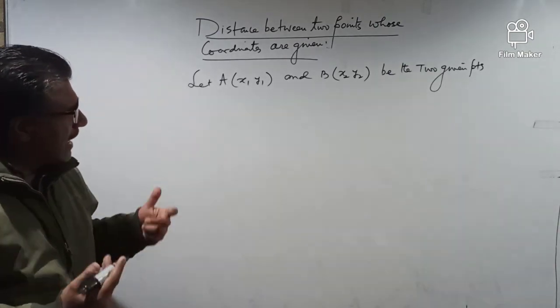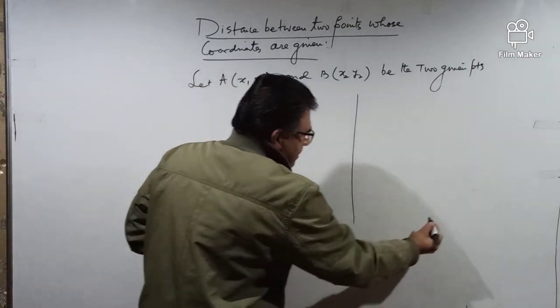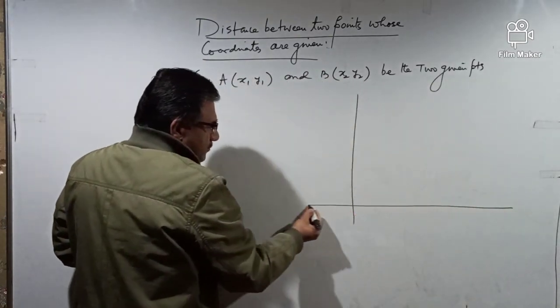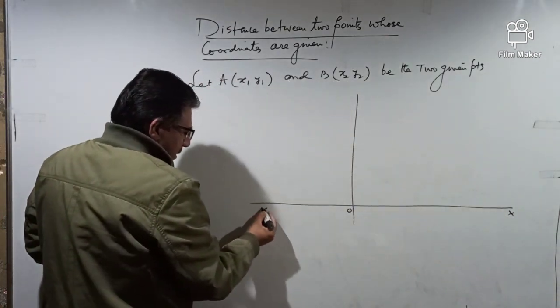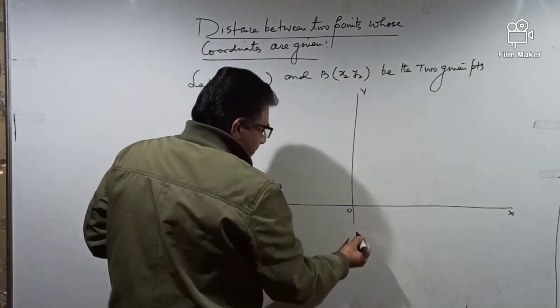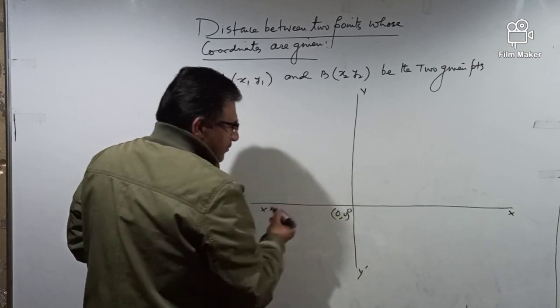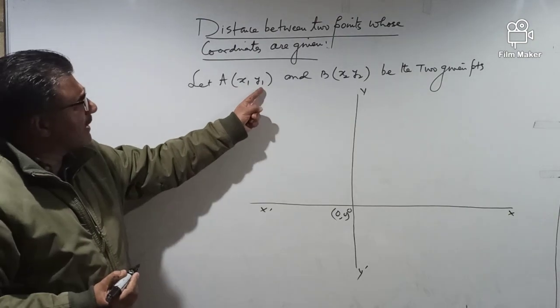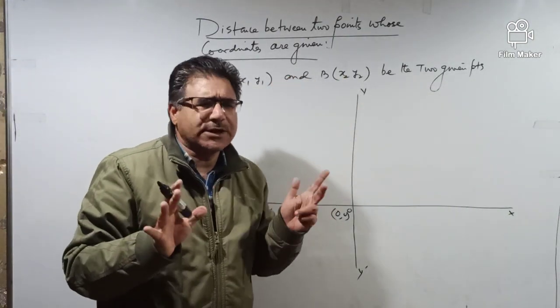Now first of all, I will plot these points. I'll see what will happen to these points if I plot them. See, this is XOX', this is YOY', and this is the origin. Now assume x1 and y1 both are positive, x2 and y2 both are positive. Let us assume they are positive.